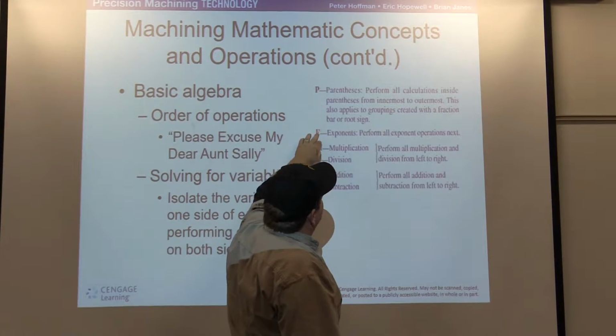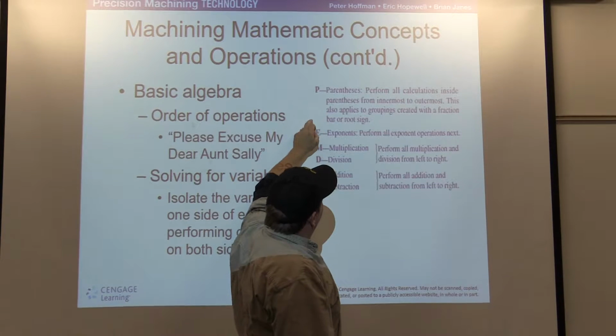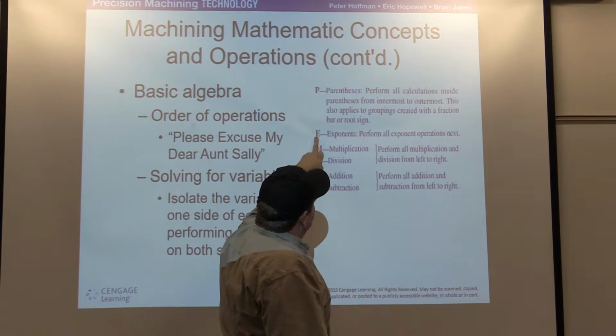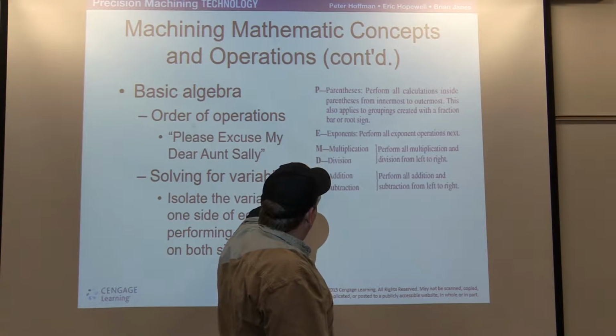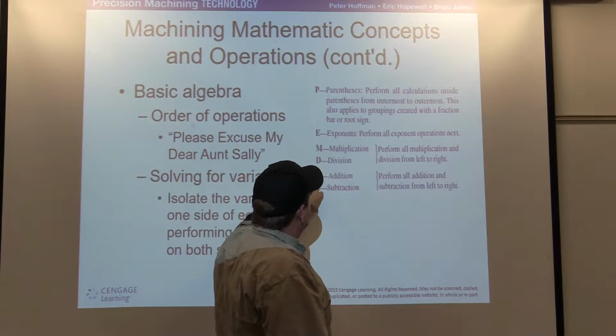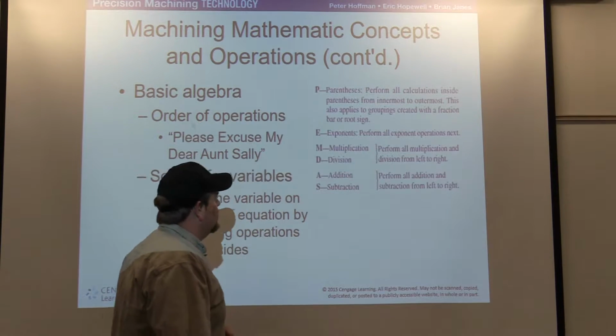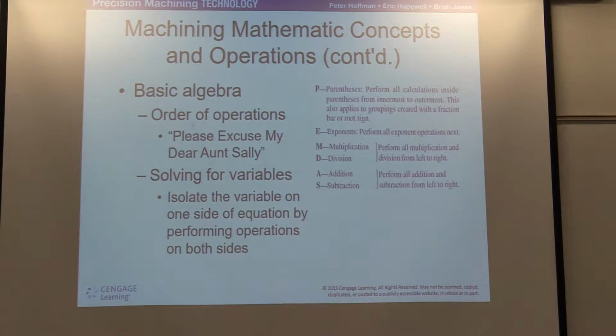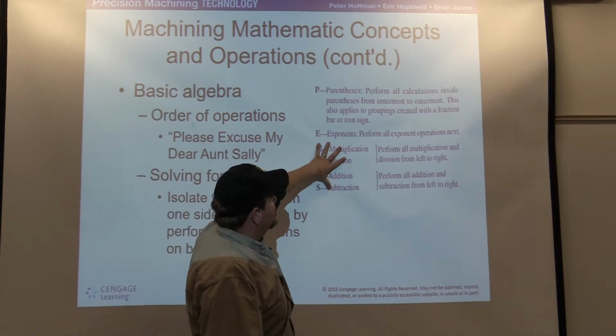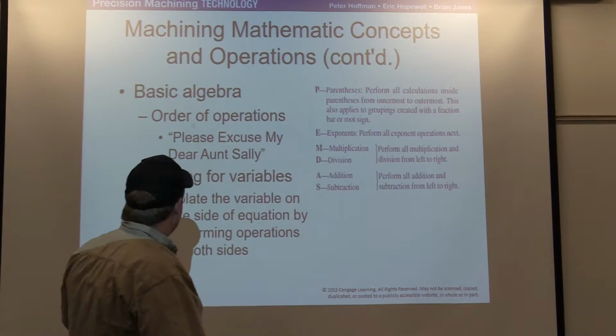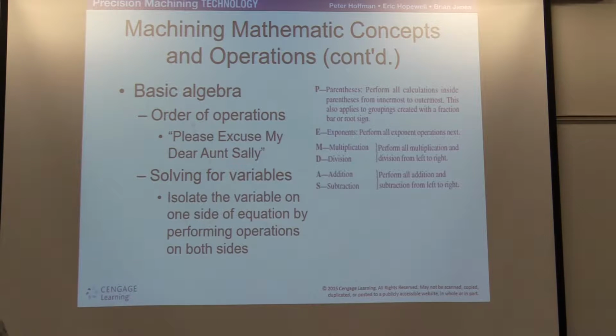Order of operations. You perform all calculations inside parentheses first, then the exponents, then multiplication, then division, then addition, and subtraction. From left to right on everything. Okay, left to right on these. Okay? Solving for variables, isolate the variable on one side of the equation by performing operations on both sides.